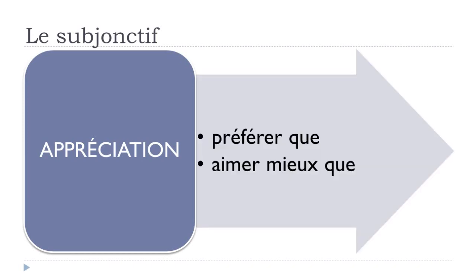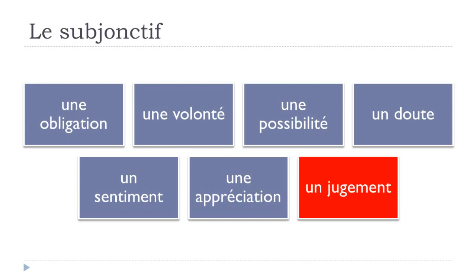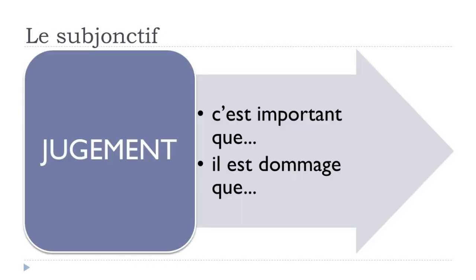And then let's see une appréciation. For instance, we could have préférer que, to prefer that. Aimer mieux, mieux is better, aimer, to like or to love, better that. Aimer mieux que. These structures should be followed by a subjunctive form. And then un jugement, a judgment. It could be c'est important que, it's important that. Il est dommage que, il est regrettable que, and they should be followed by a subjunctive form.